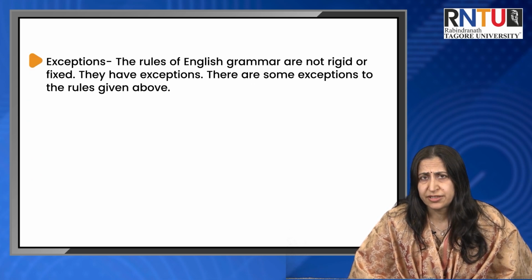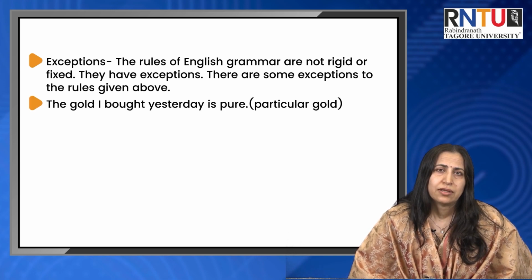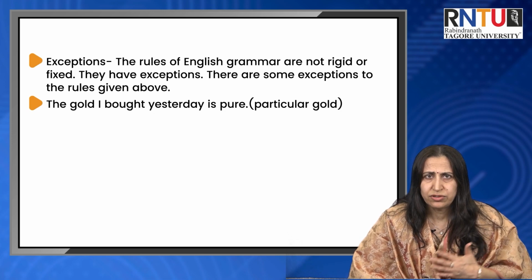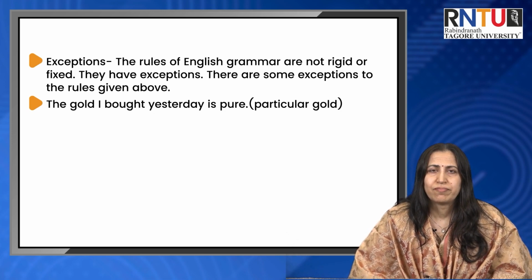But there are some exceptions. The rules of English grammar are not rigid or fixed. They have exceptions. There are some exceptions to the rules given above. For example, the gold I bought yesterday is pure. It means here we are talking about particular gold.